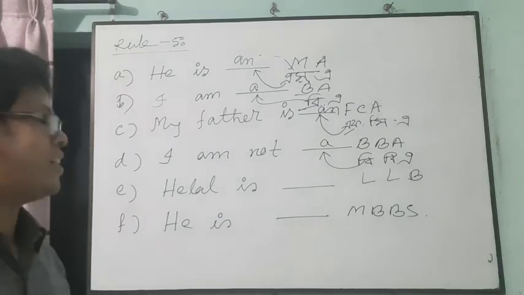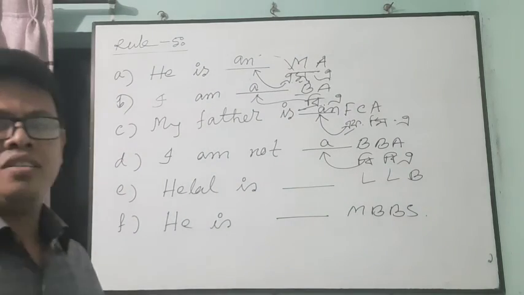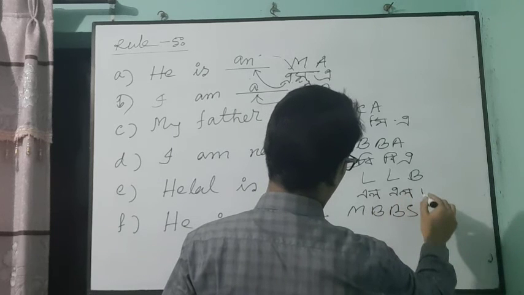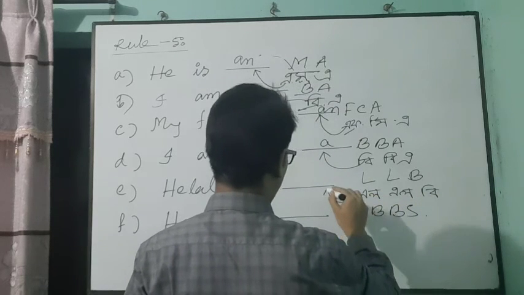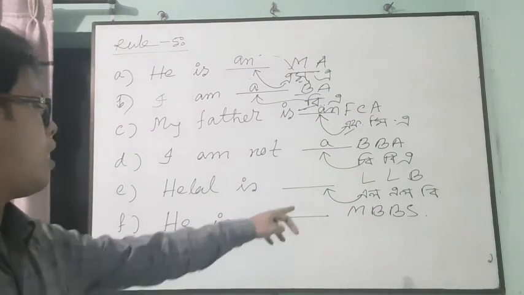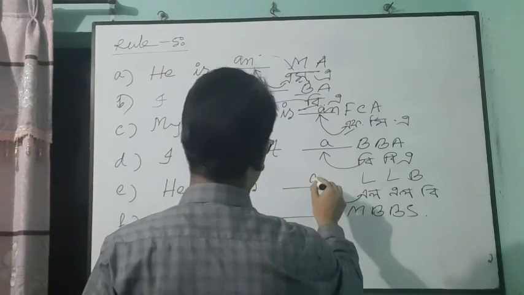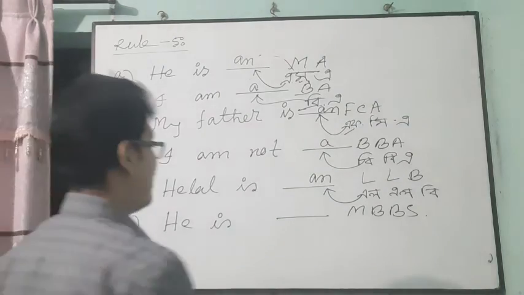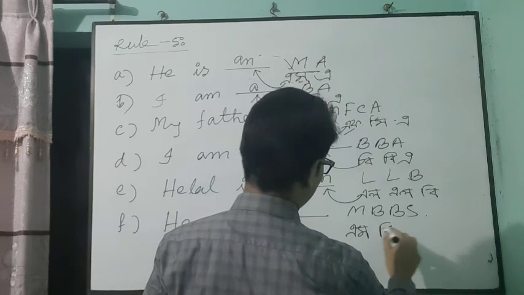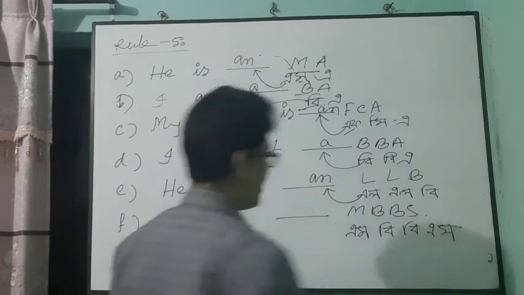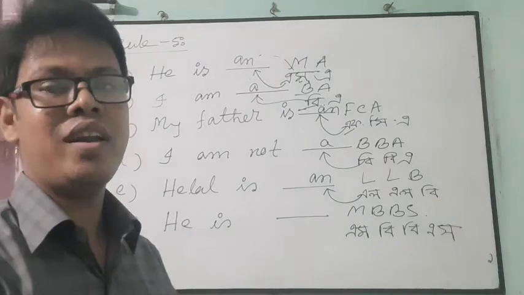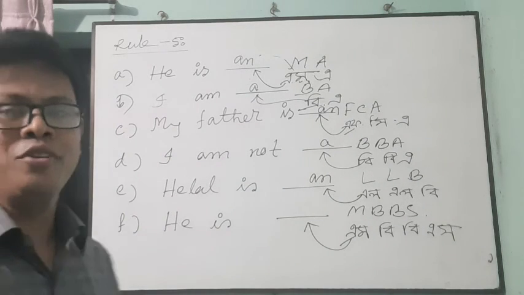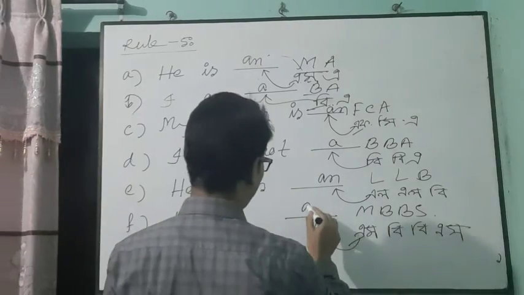Students, Helal is LLB. In the same way, we can analyze it. LLB: here, the first letter L is pronounced as a vowel sound, so we can write 'an LLB'. Students, MBBS. The first letter M sounds as a vowel, so we should put 'an' before MBBS.